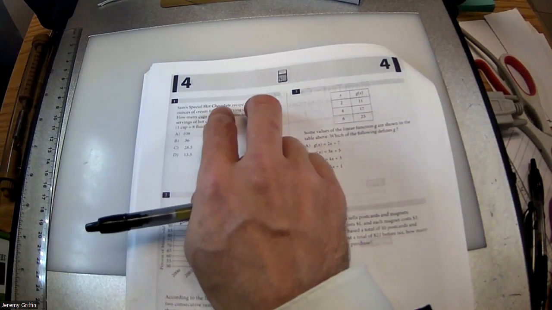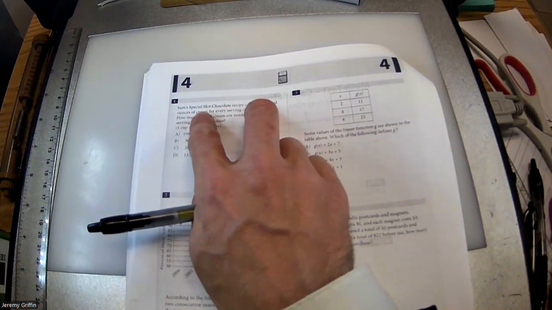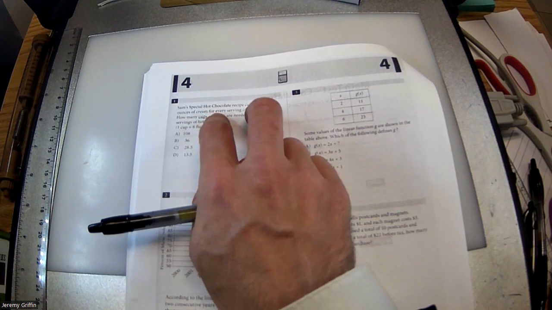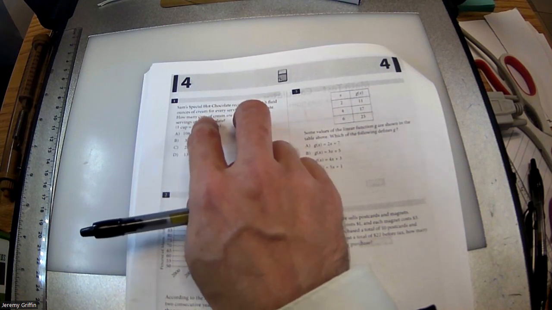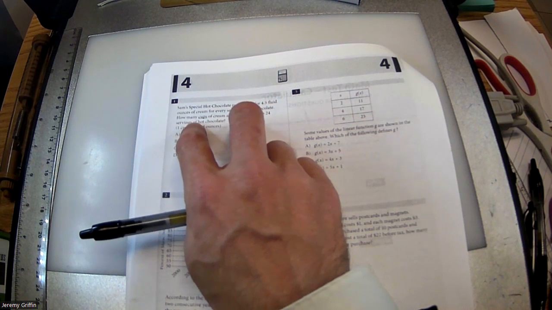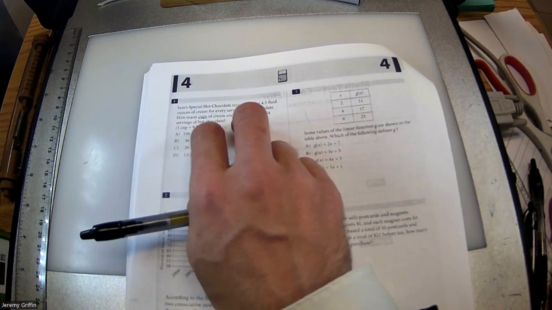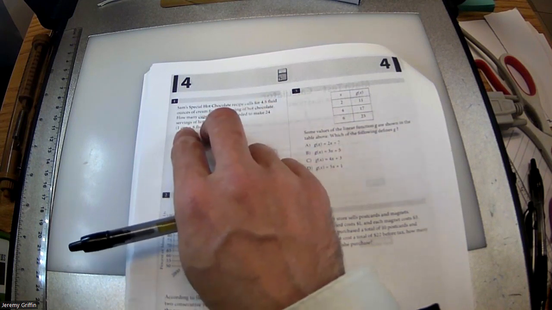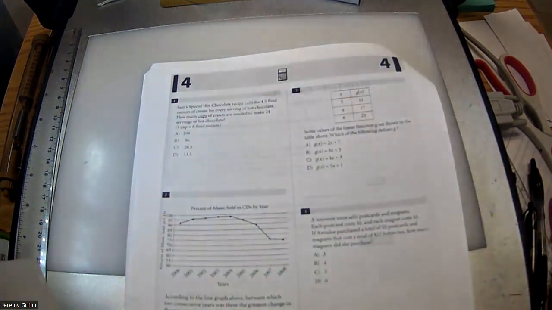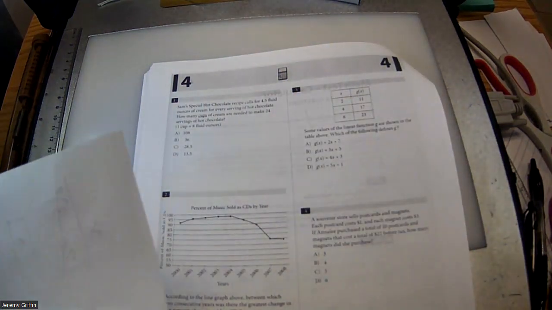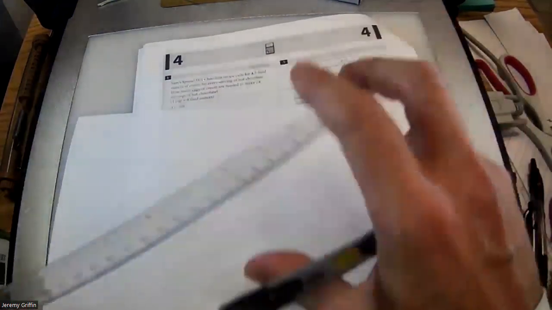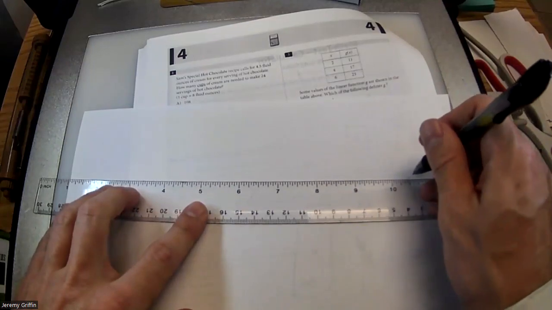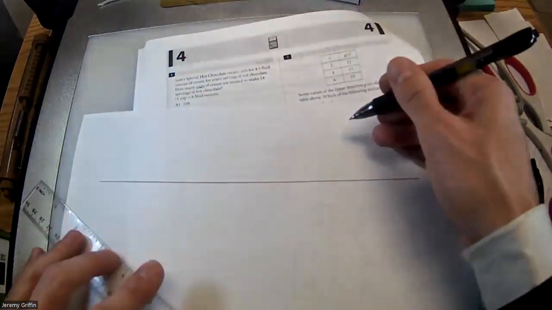Sam's special hot chocolate recipe calls for 4.5 ounces of cream for every serving of hot chocolate. How many cups of cream are needed to make 24 servings of hot chocolate? Okay, that's 1 cup is 8 ounces. Good, that's what they tell you. I'm going to solve this with dimensional analysis. Now, the previous section, section 3, they might have said something like, what equation could solve this? And then you have to figure out that way. I'm just going to go straight dimensional analysis.